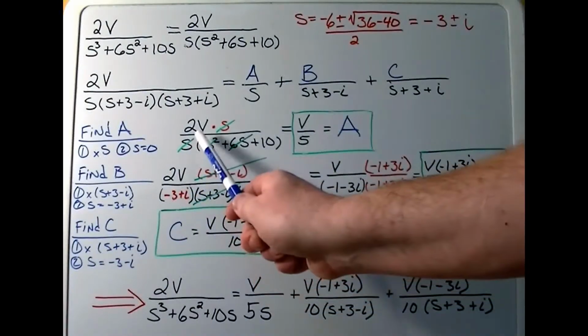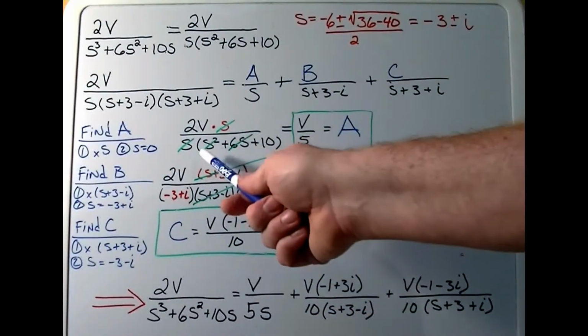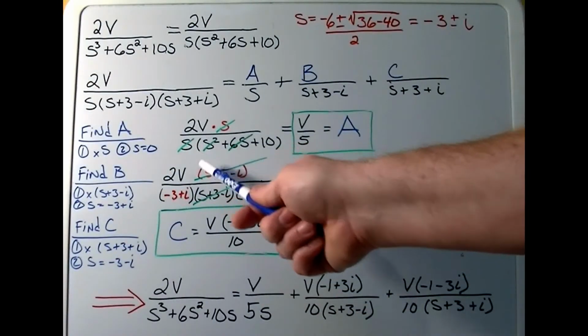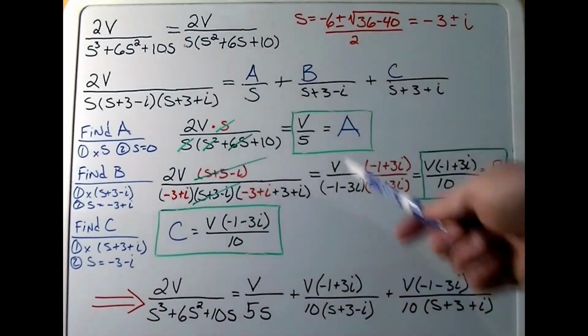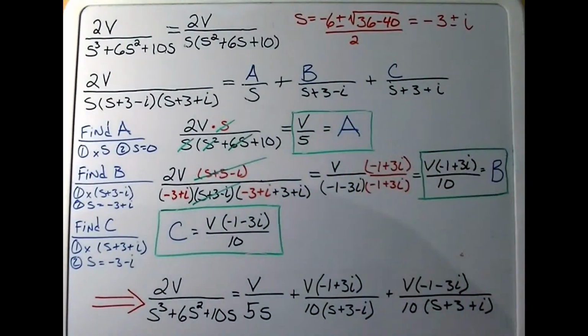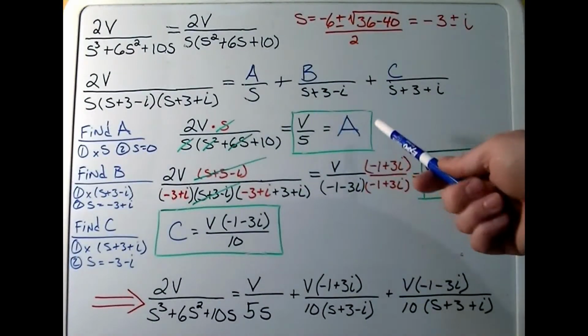Cancel the s on the numerator, cancel the s in the denominator, and set the remaining s equal to 0. s squared is 0, and 6s is 0. So that leaves 2v divided by 10, which is just v over 5, and of course that equals a.